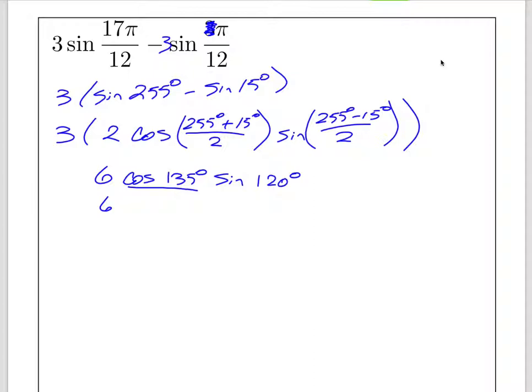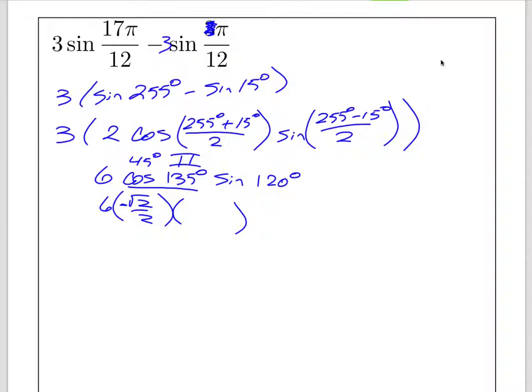So what do I need to evaluate cosine of 135? So what's my reference angle? 45. What's my quadrant? Second quadrant. So what's cosine of 45? What's another version of 1 over square root of 2? Square root of 2 over 2. And what is cosine in the second quadrant? Negative.